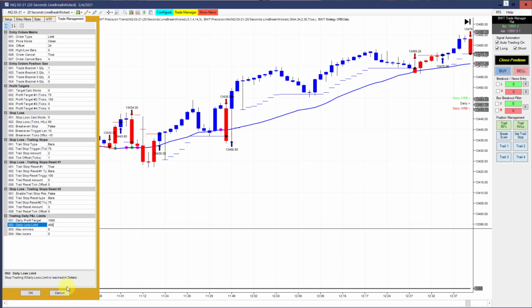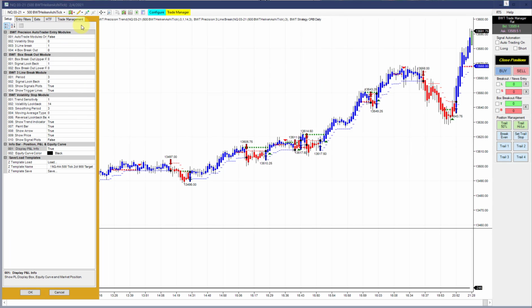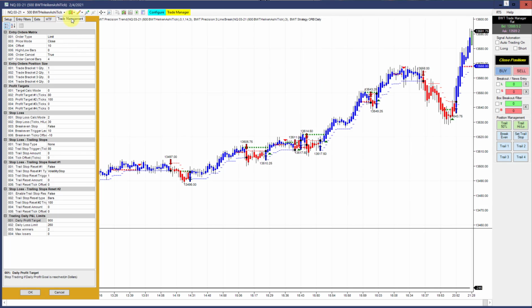Now, I also traded two other charts. This is a 500 Heikin-Ashi tick chart, but this one has a $900 goal and a 260 loss limit, and max winners of 2. So 180 ticks is $900. Basically, it's not going to take more than 2 winners. It can have 2 winners, and that's it. And I don't have a max number of losers because the loss limit is 260.